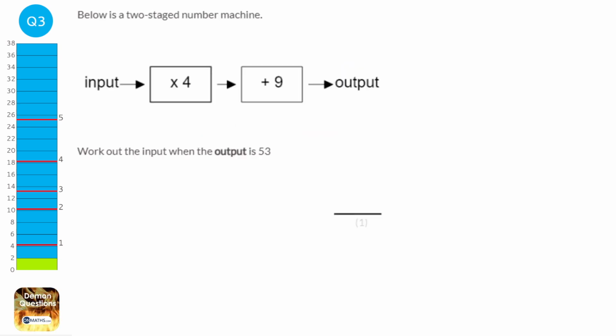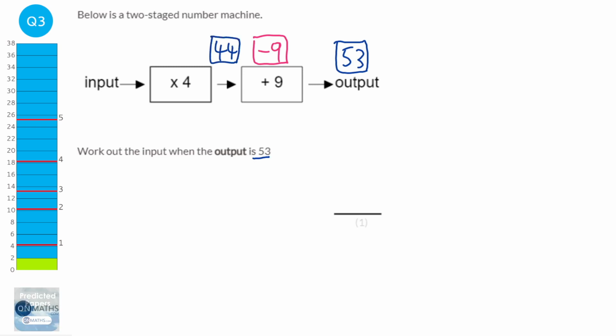In this question, we're given the output as 53. So we know that the output was 53. Now we've got to work backwards. When we work backwards through a function machine or a number machine, we do the opposite of what it says. So this first one says plus 9, but when we go backwards, we do the opposite, which is take away 9. So we do 53 take away 9, which is 44.